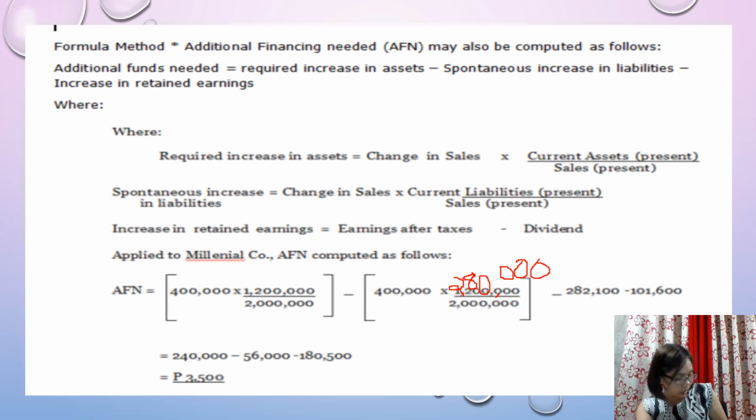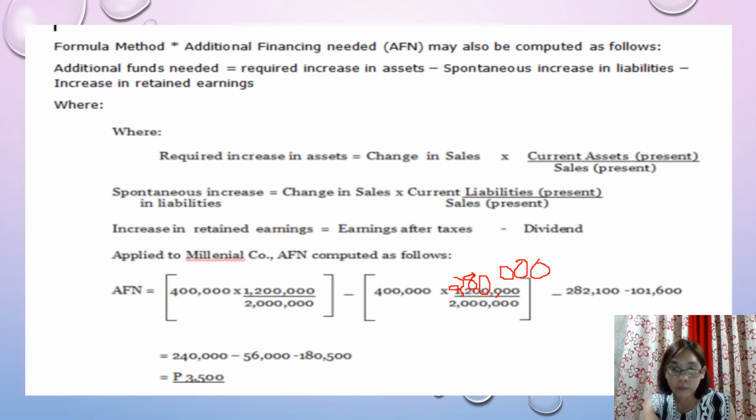Okay, pakicheck na lang po. Again, that is 280,000 total current liabilities. Okay, and then yung 2 million, yan po yung sales present ng December 2019. Ganun din po yung 280,000, i-divide po muna sa 2 million, saka po i-multiply sa 400,000. So, magiging answer po dyan is 56,000.